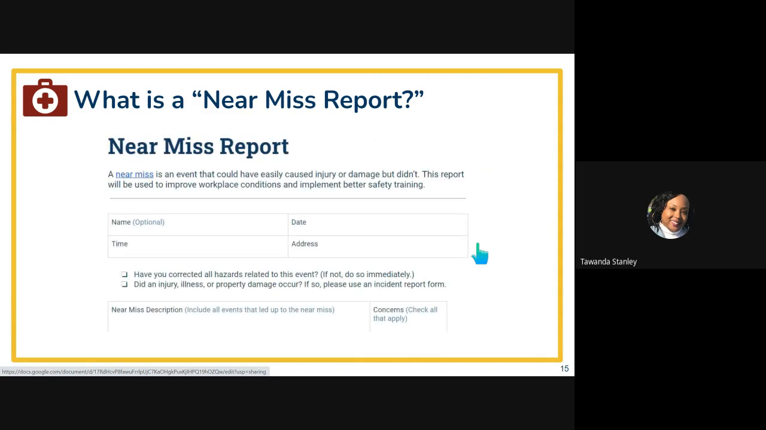Okay, a near miss report is basically something that almost occurred. If it almost occurred, we need to do something to prevent it from happening. For example, we talked about cords being in the middle of the walkway. That is an almost happened, or a near miss report. In order to prevent that from possibly happening, what we need to do is move those cords out of the way.